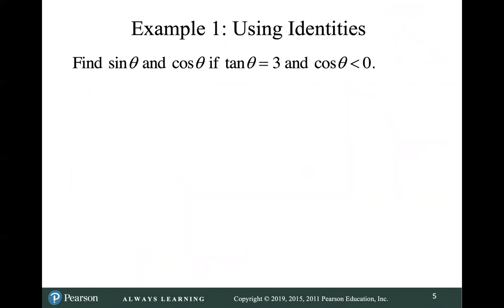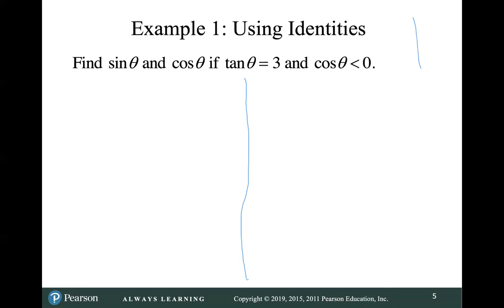So let's try an example. Now, I'm going to split my screen because we've already seen this type of problem and we already have a method that we saw last semester that we could use here. And that is that we want to find sine and we want to find cosine. And we're given that tangent of theta is 3 and that cosine of theta is negative.